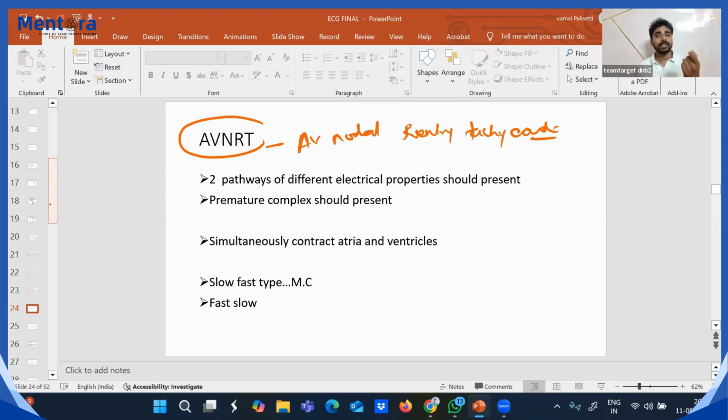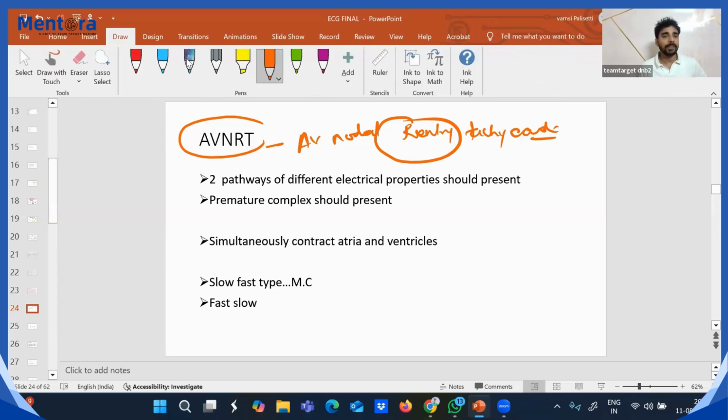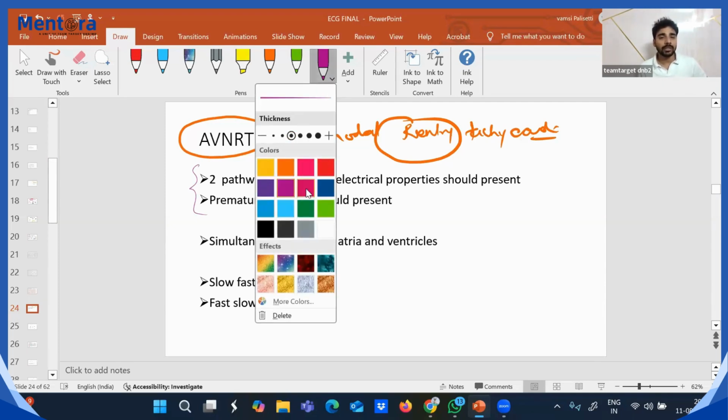That is what is called AV nodal re-entry tachycardia. This phenomenon requires re-entry. Re-entry is the main mechanism. So what is this re-entry? We'll just discuss. The first thing to happen in this AVNRT: there are two prerequisites, very important. So what are the things? Two requirements are needed.